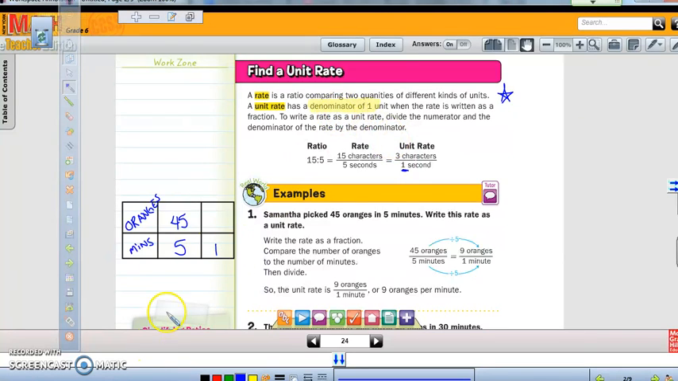So I want this to be 1. So how do I get 5 to 1? I divide by 5. Sometimes we may get fractions or decimals. We might get decimals, and that's okay. 45 divided by 5 is 9, so my answer is 9 oranges. It's the same thing as their example, except we're continuing on with our ratio tables.